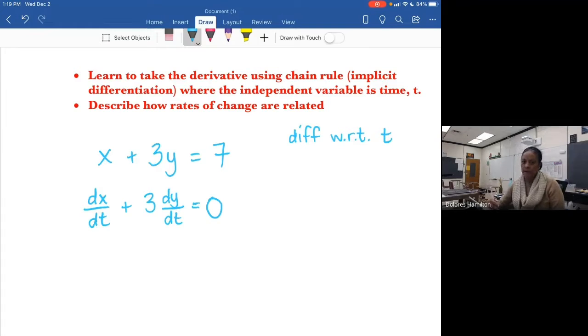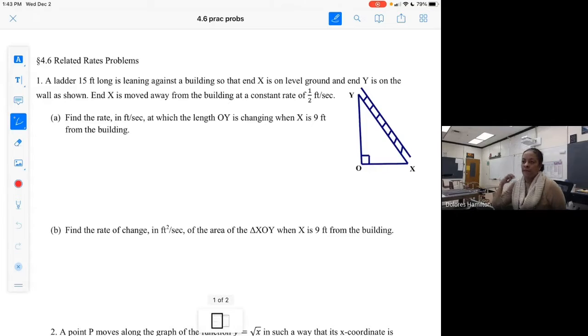dx/dt, and some of you prefer x prime, but I like this because it reminds me that I'm taking the derivative of x with respect to t. At any rate, plus 3 dy/dt equals 0. It's telling you that these two things are working at different rates with respect to time. So in a word problem, we'll actually see how this all makes sense. Let's look at this practice problem.